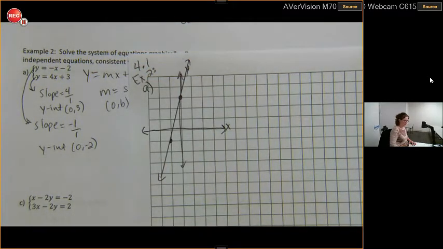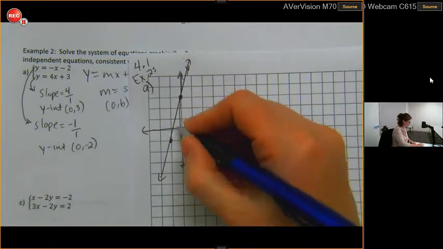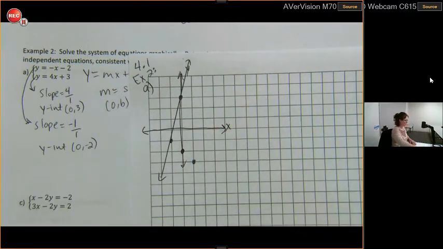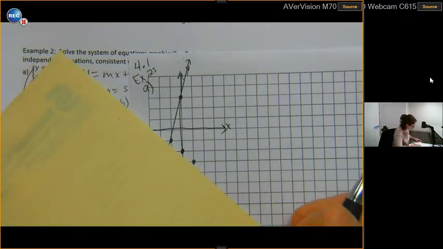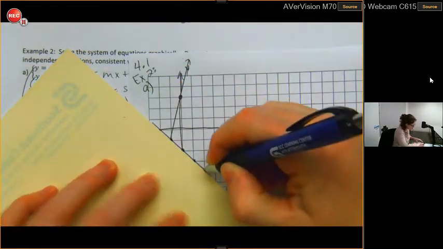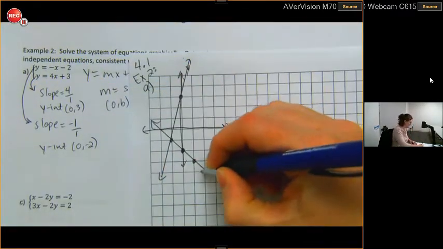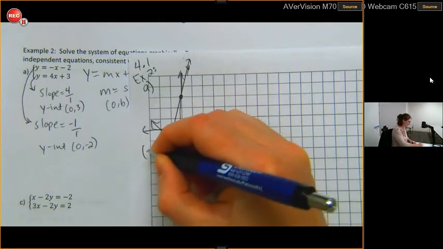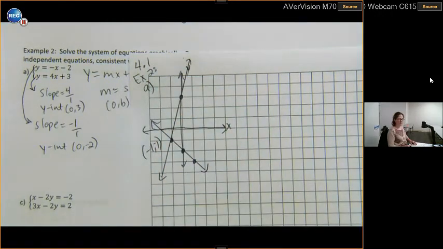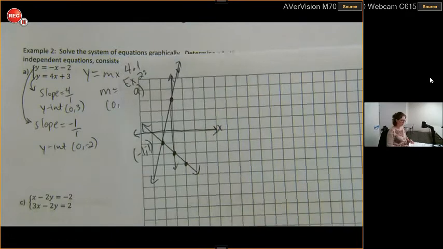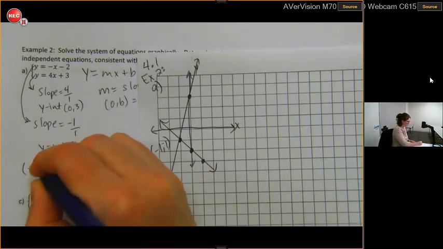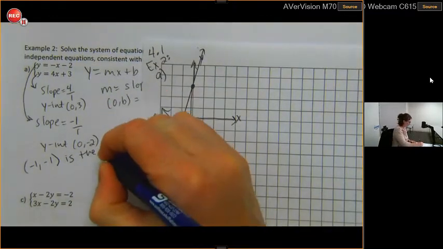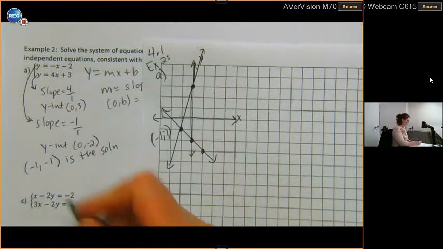So this is one of my lines, and then I'm going to graph the other line. It has an intercept of -2, and then down 1, right 1. And I can already see the other point I made is right in line with those. And that is going to be the intersection of my 2 lines. So then I just have to determine what is the ordered pair. So that's (-1, -1), since that's the intersection point of my lines. So the ordered pair (-1, -1) is the solution.